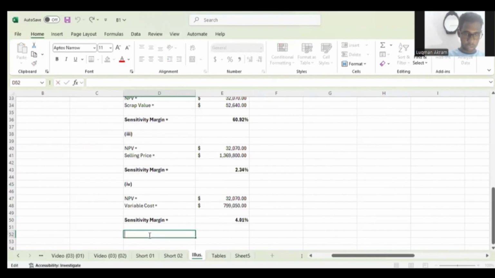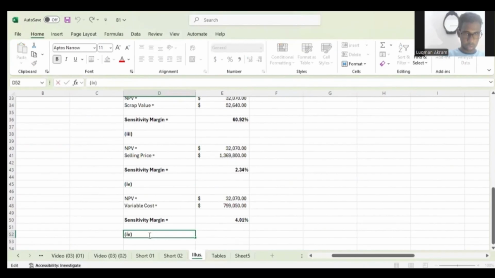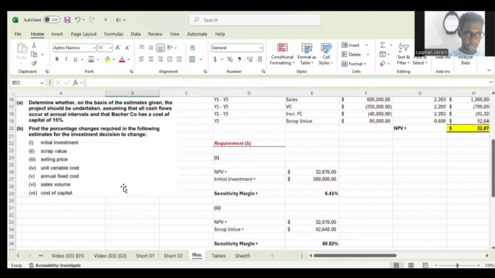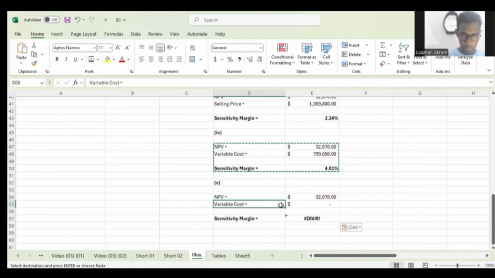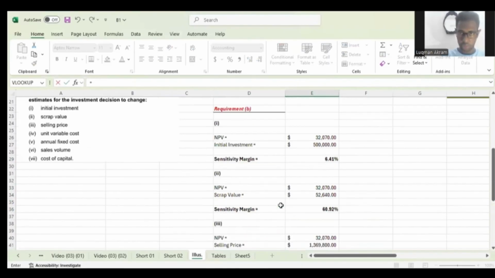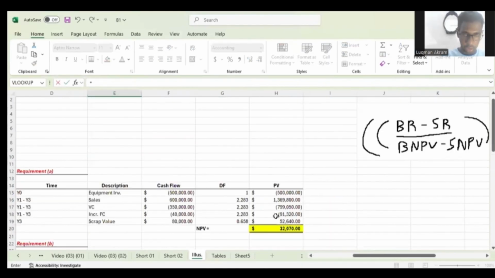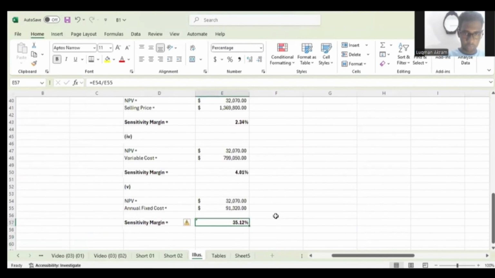Lastly, we can take the annual fixed cost. This would be the present value of fixed cost, 91,320, which would give a sensitivity of 35.12%.